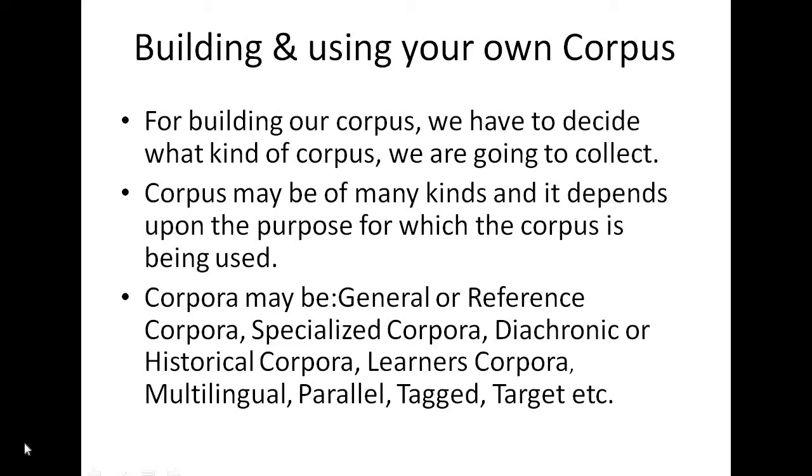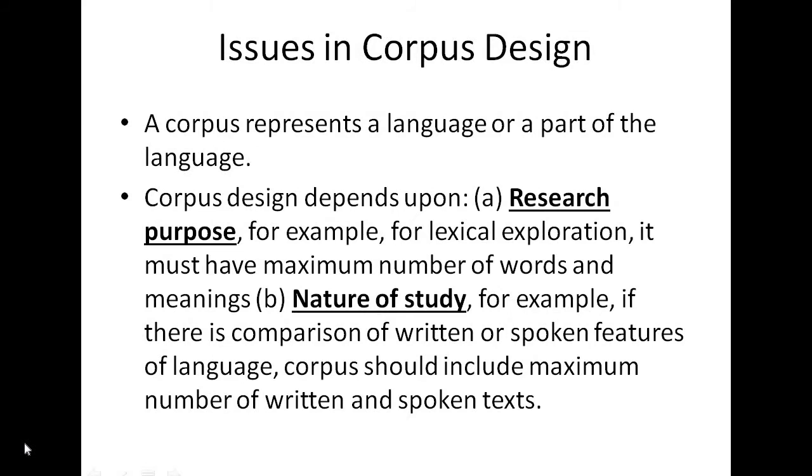So these are the kind of corpora that we can build, and later on we can use them in our research, depending upon the nature of research. So what are the issues that go into the collection or the building up of a corpus? Number one is research purpose. It depends upon our research purpose, and we would collect our corpus according to that purpose.